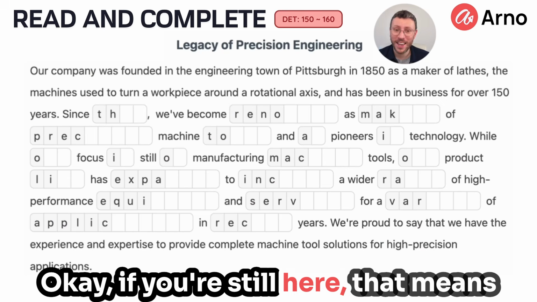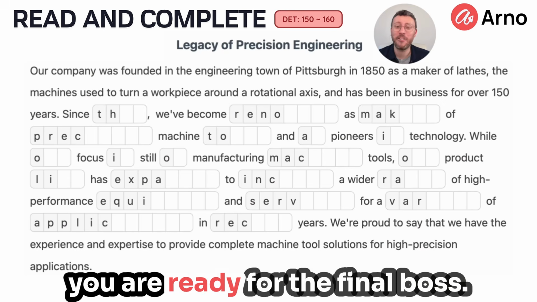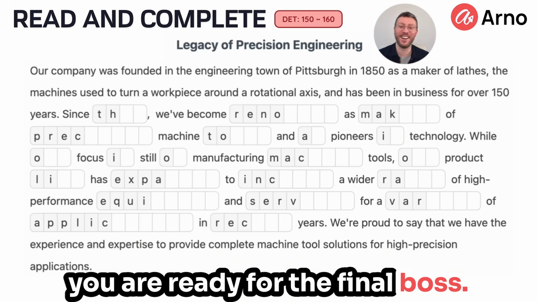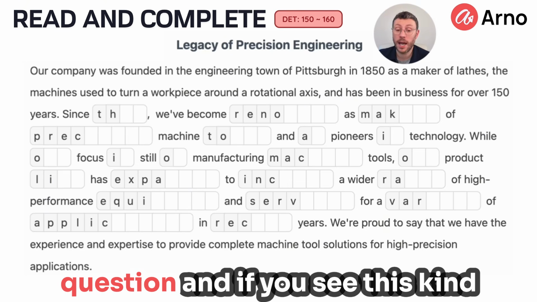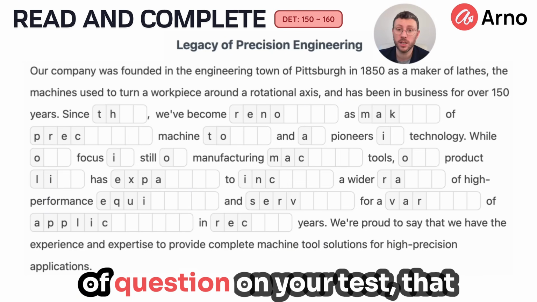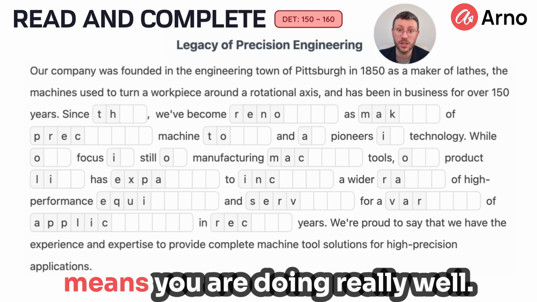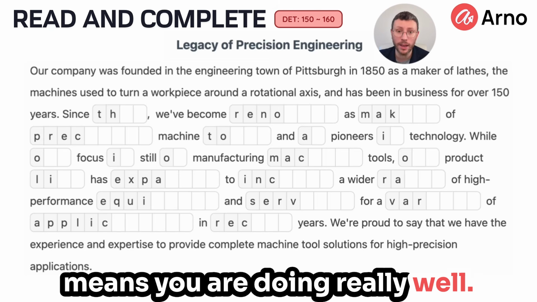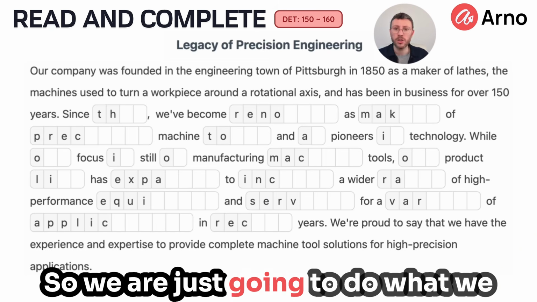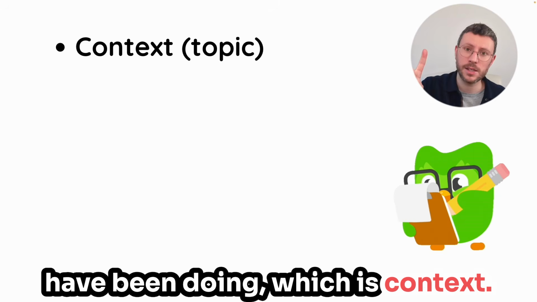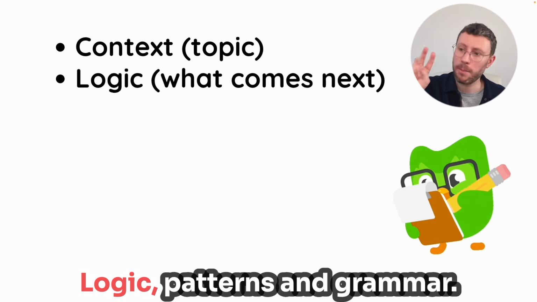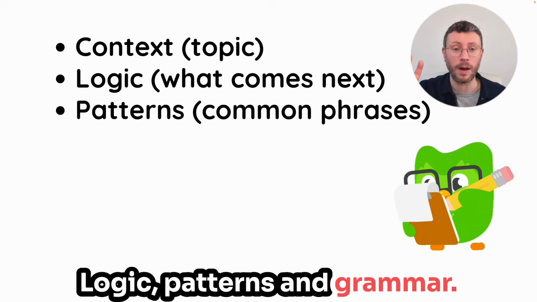Okay, if you're still here, that means you are ready for the final boss. So yes, this is a difficult question, and if you see this kind of question on your test, that means you're doing really well. So we're just going to do what we have been doing, which is context, logic, patterns, and grammar.